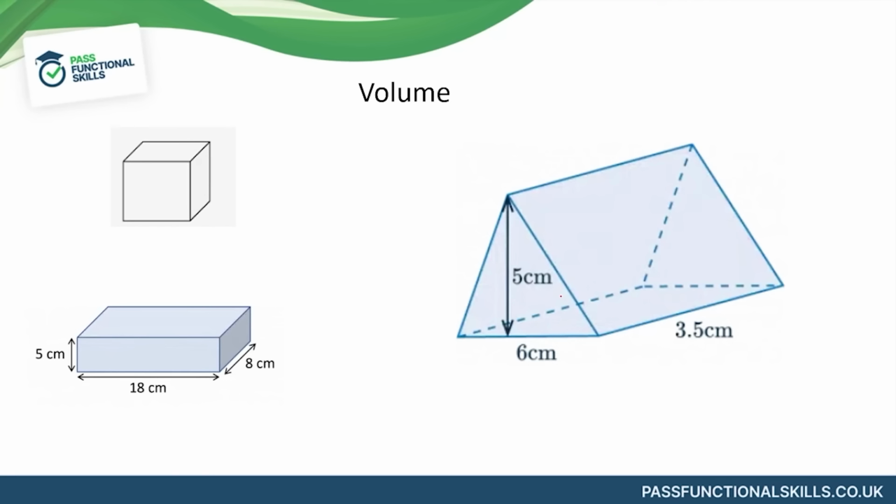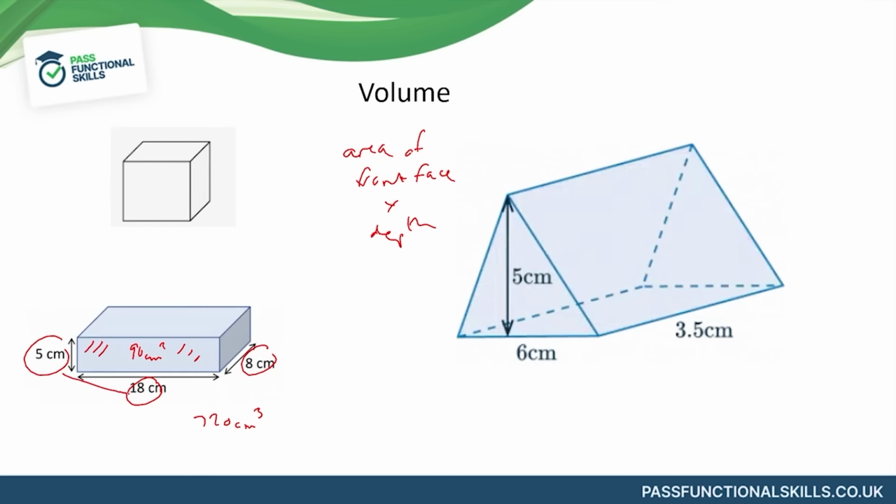Now, the volume of any prism is the area of the front face multiplied by its depth. So, for example, what we could do here for the cuboid is work out the area of this front face here, and 5 times 18 is 90, so 90 square centimetres, and multiply that by its depth, and 90 times by 8 gives us the 720 cubic centimetres that we worked out before. But I explained it as just multiply these three numbers together. But of course, if you multiply these two numbers together, you get the area, and then multiply it by 8 is exactly the same thing.